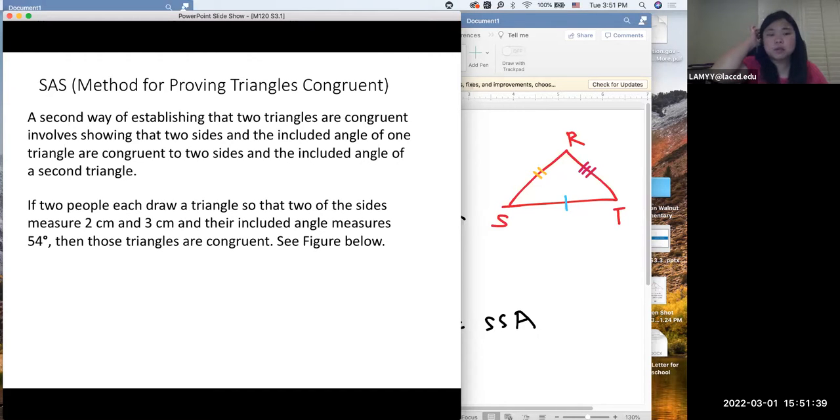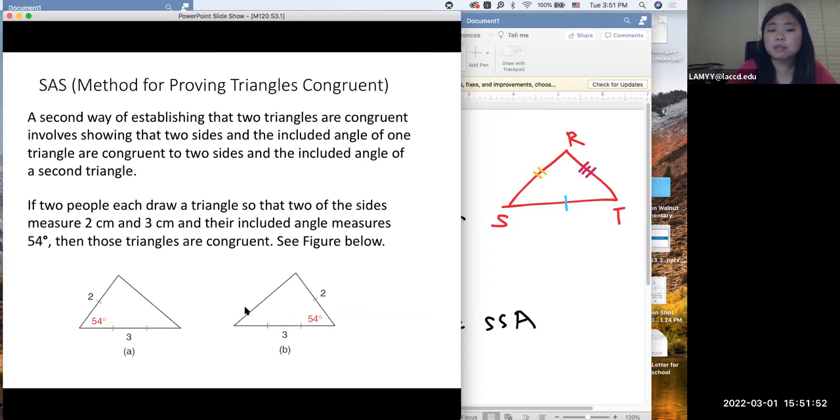For example, if two people draw a triangle where the sides are 2 centimeters and 3 centimeters, and the included angle measures 54 degrees, then these two triangles are congruent. And this is like the reflective, the transformation, the reflective triangle.